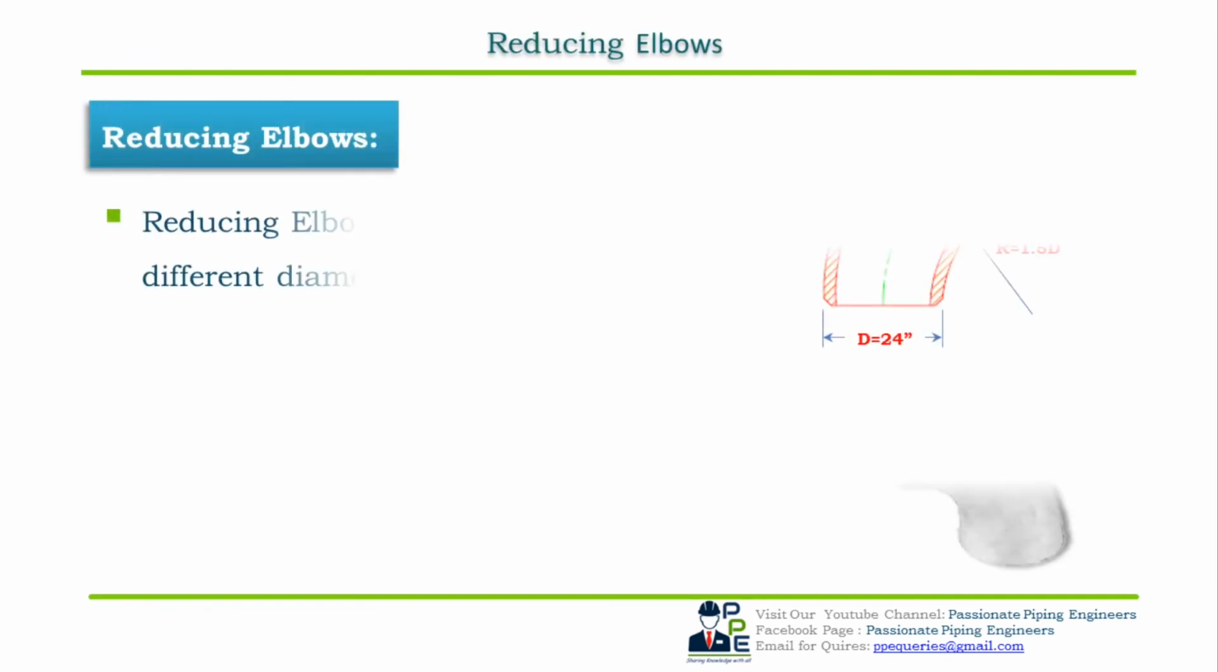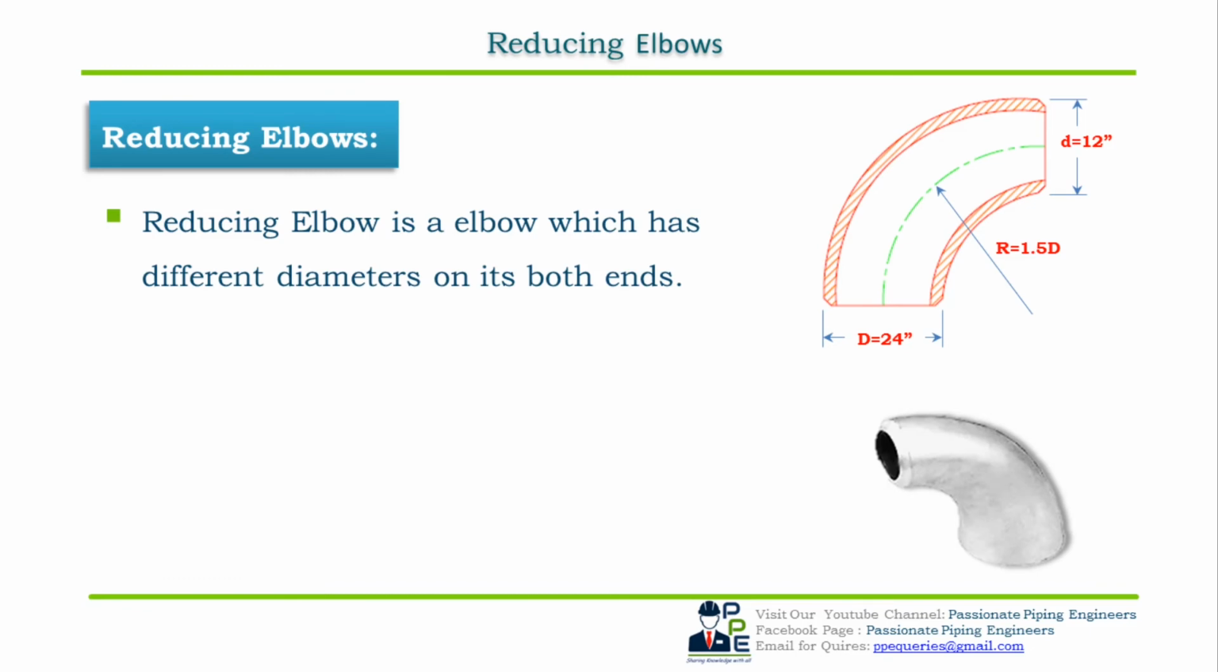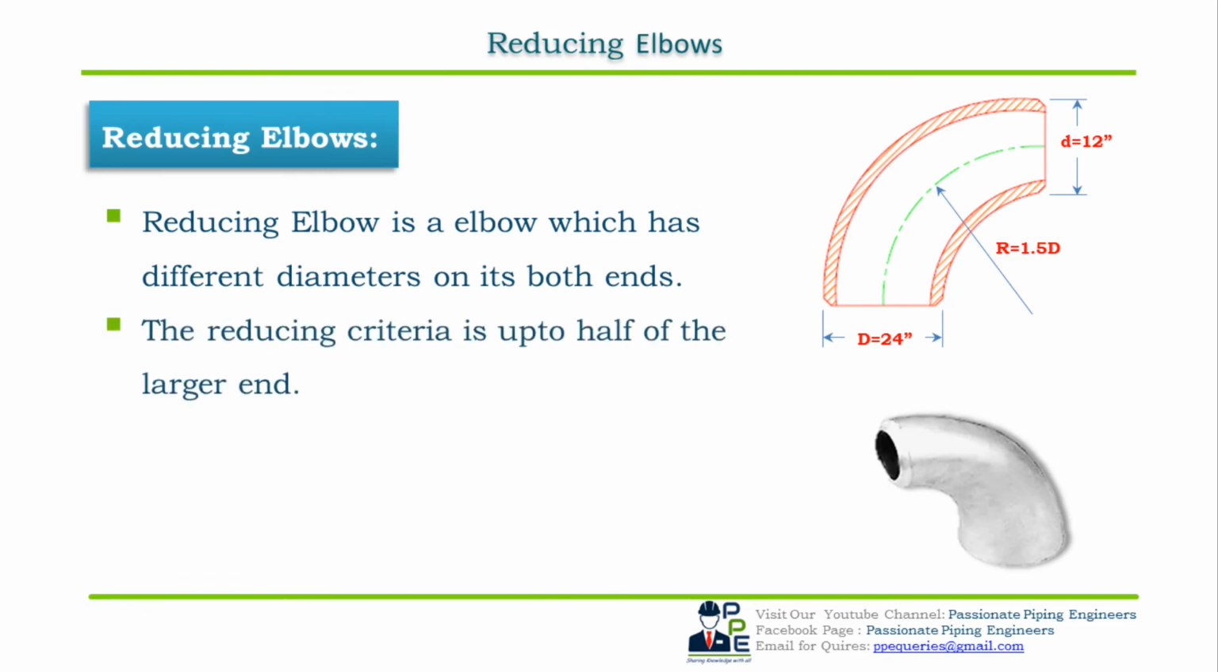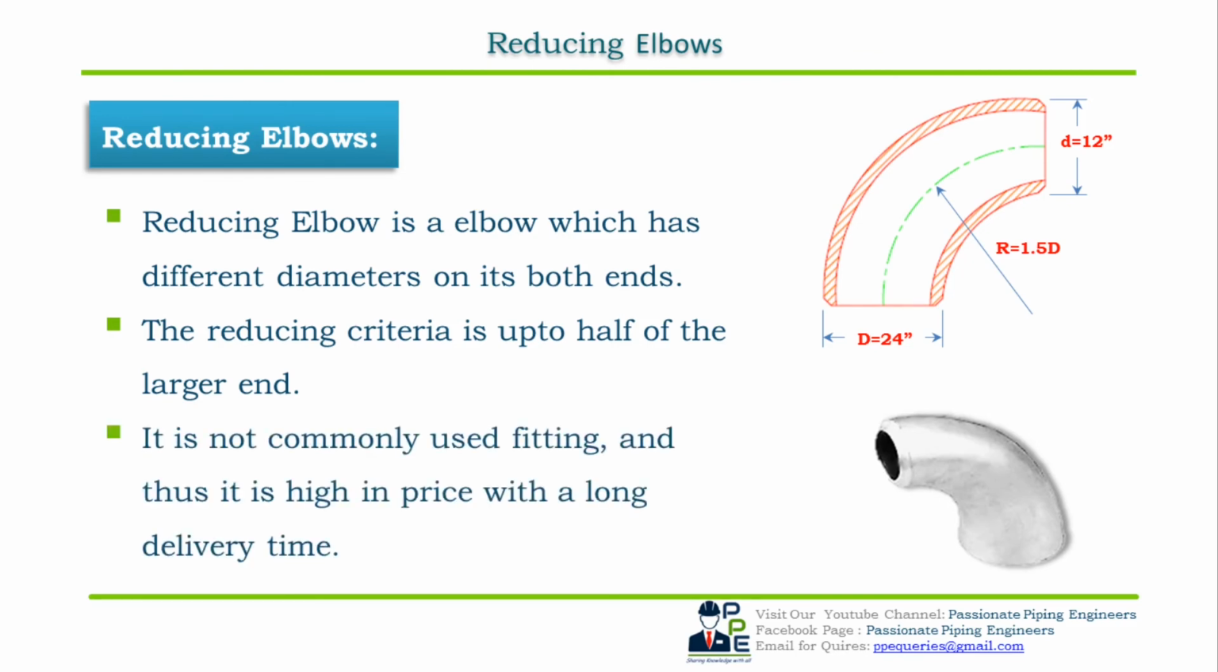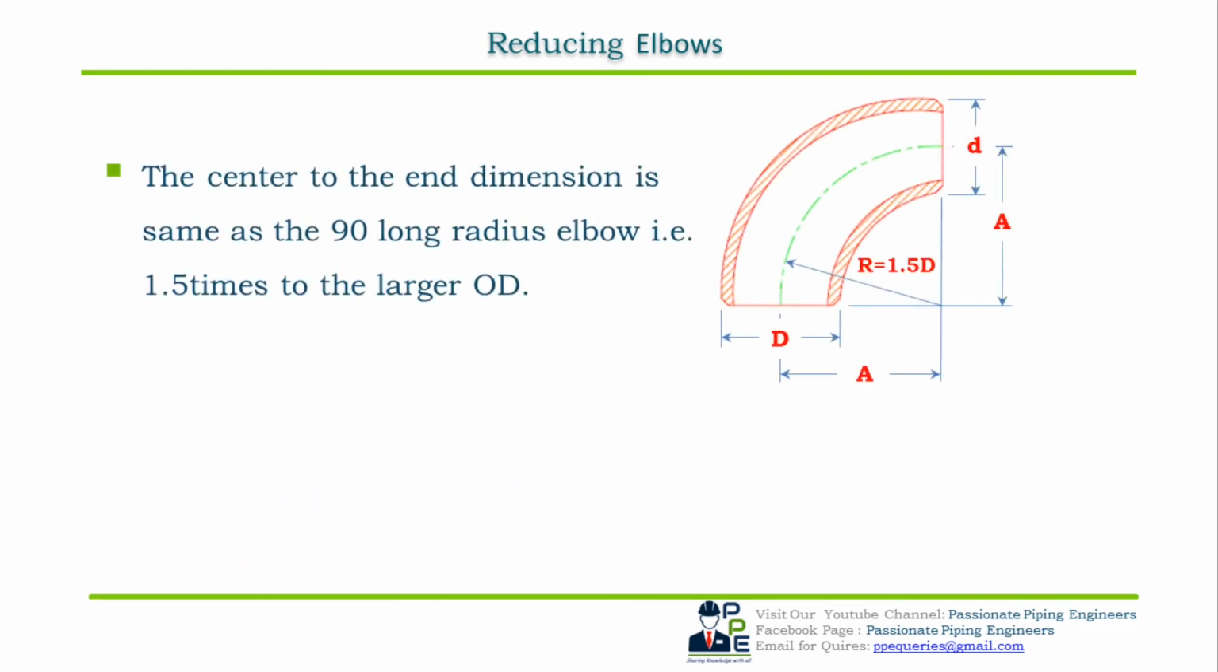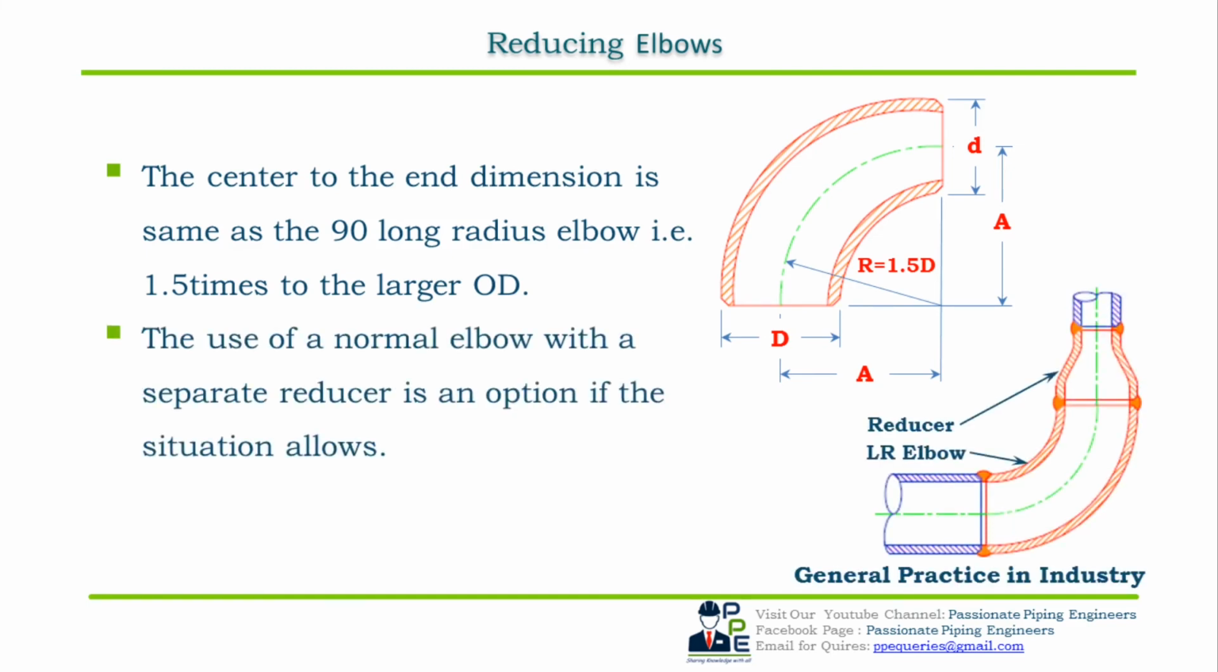Reducing elbow. A reducing elbow is an elbow which has different diameters on both its ends. The reducing criteria is up to half of the larger end. It is not a commonly used fitting and thus it is high in price or more expensive with a long delivery time. The center to end dimension is the same as the 90 degree long radius elbow, that is 1.5 times the larger OD. The use of a normal elbow with a separate reducer, as shown in the figure, is an option if the situation allows. The dimensional standard for reducing elbow is ASME B16.9.